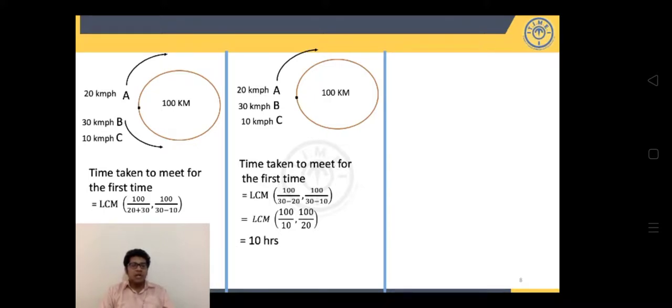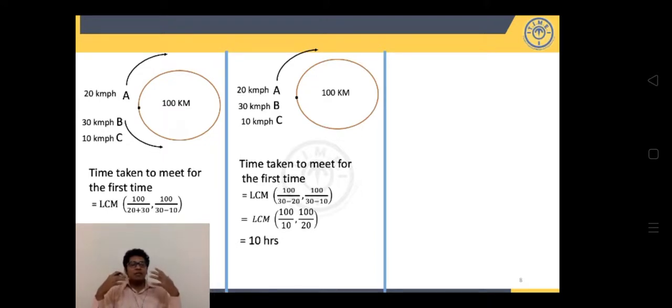Okay. Now, what if the question is the time taken by them to meet for the first time at the starting point? See here, this 10 hours is the time taken by them to meet for the first time ever. So A and B, first time ever. If we just say two people, they have to meet for the first time ever, right? Then we know, same direction, distance by difference of the speeds. Opposite direction, distance by sum of the speeds.